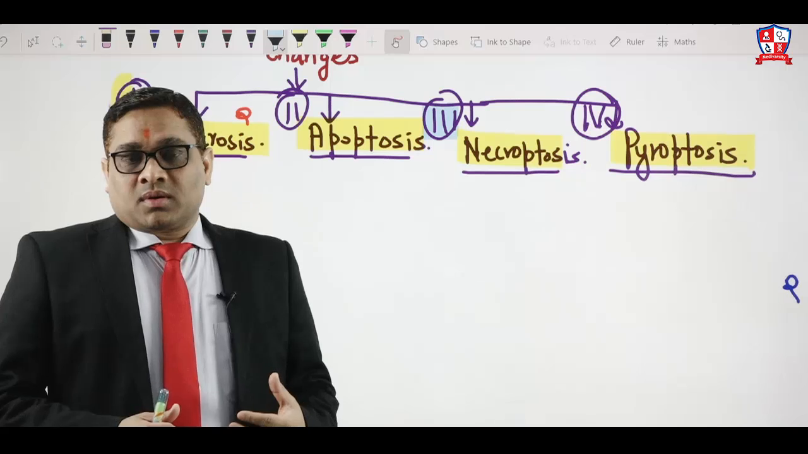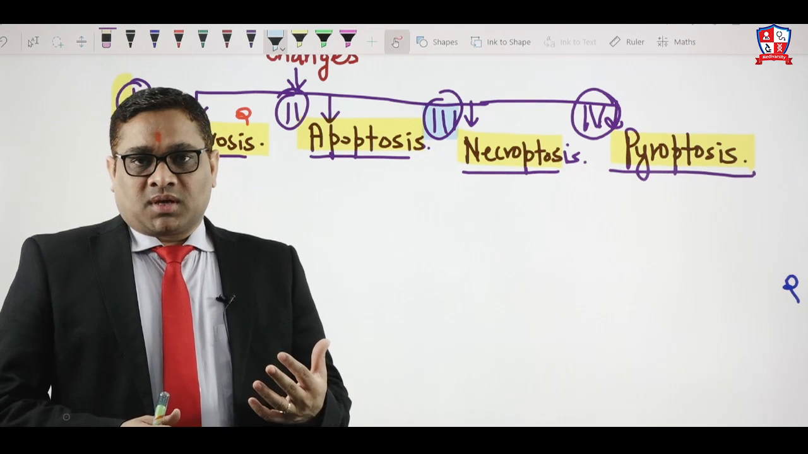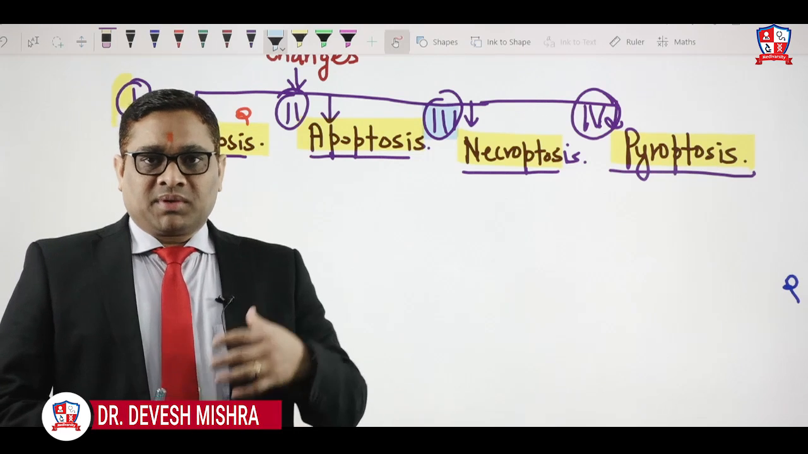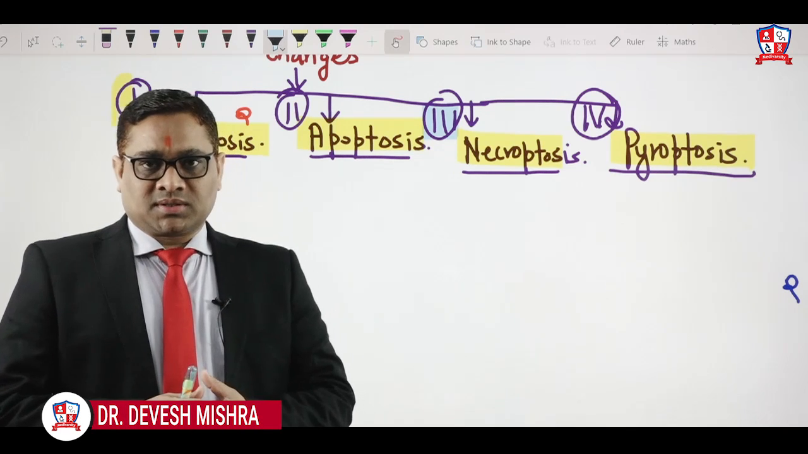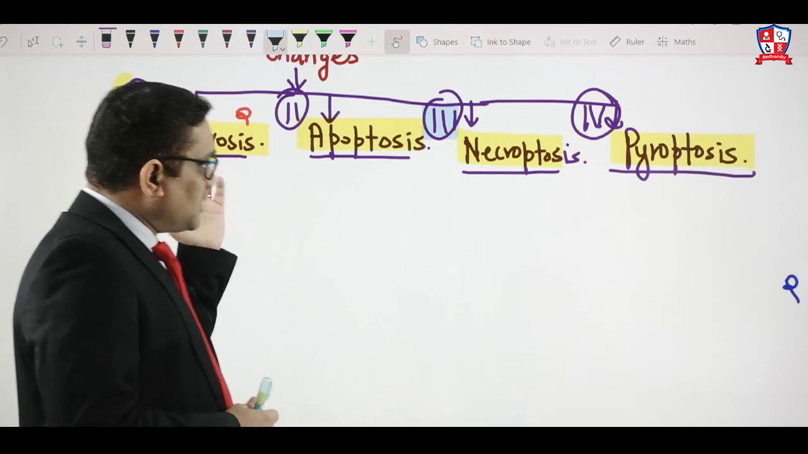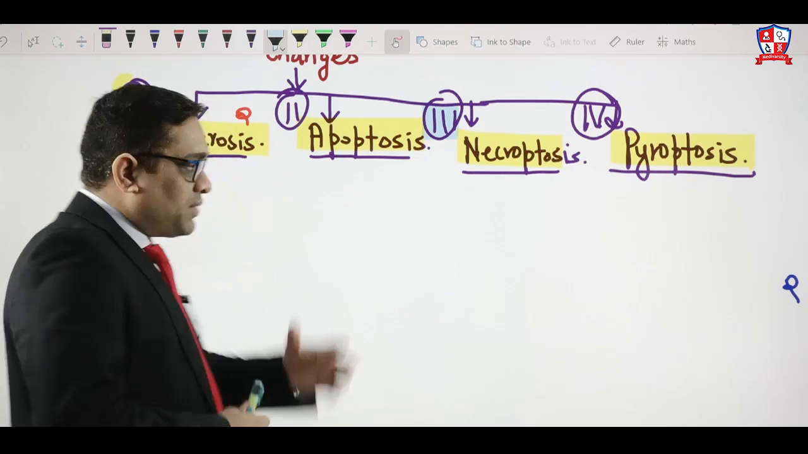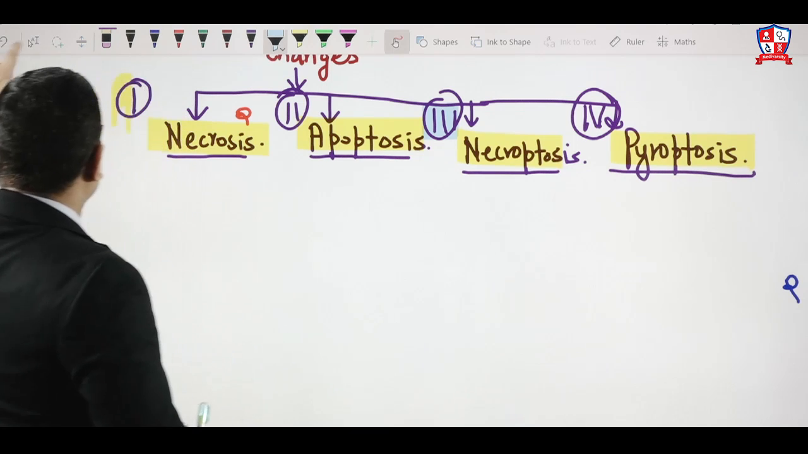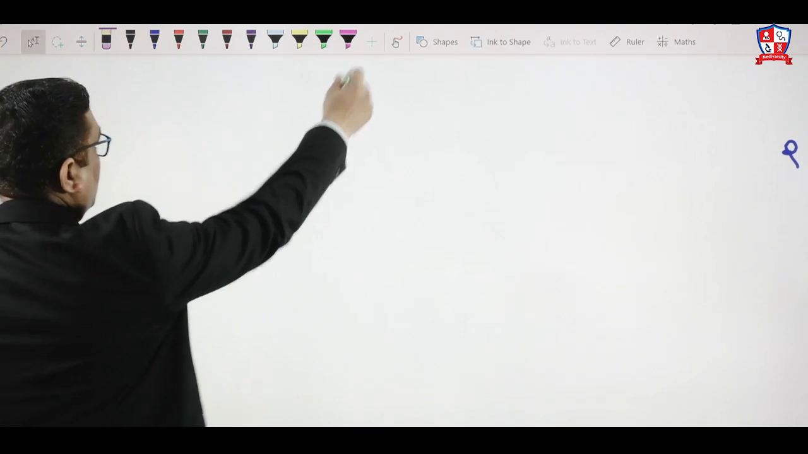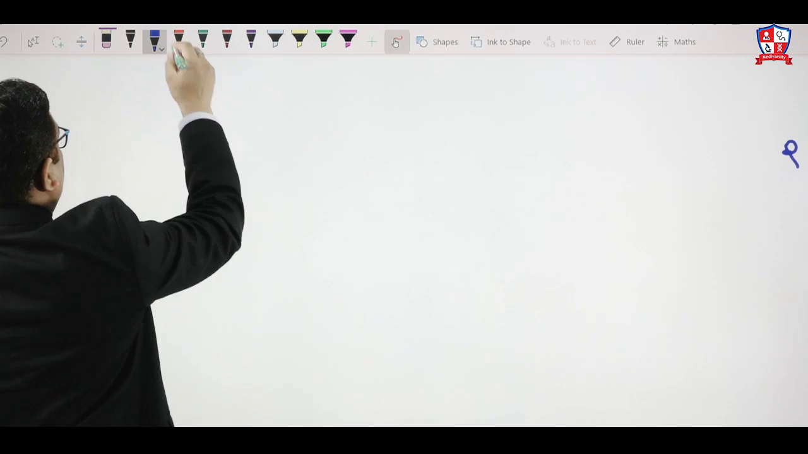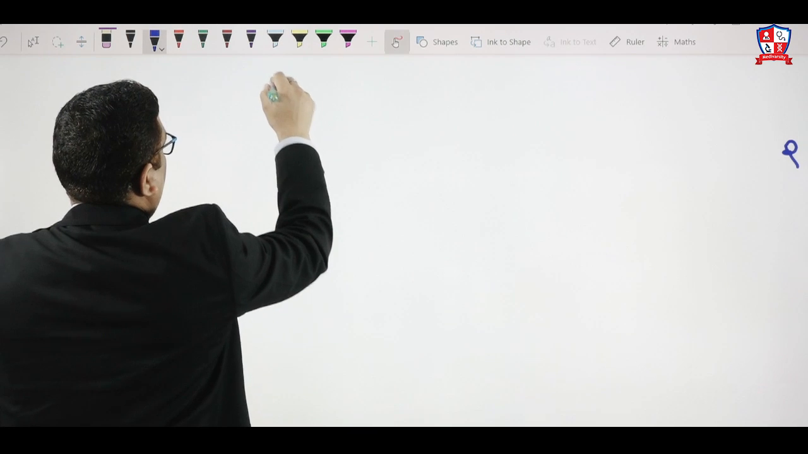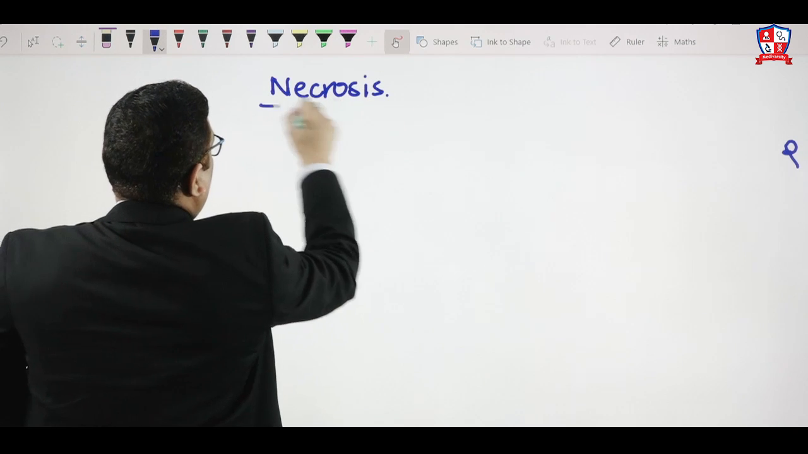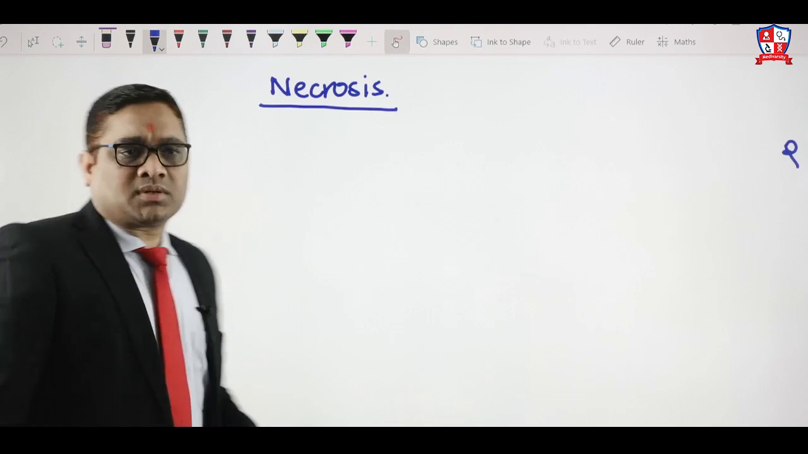As I told you in our discussion, after irreversible injury there will be cell death and certain morphological changes. So these were the morphological changes. First we are going to discuss number one, necrosis.